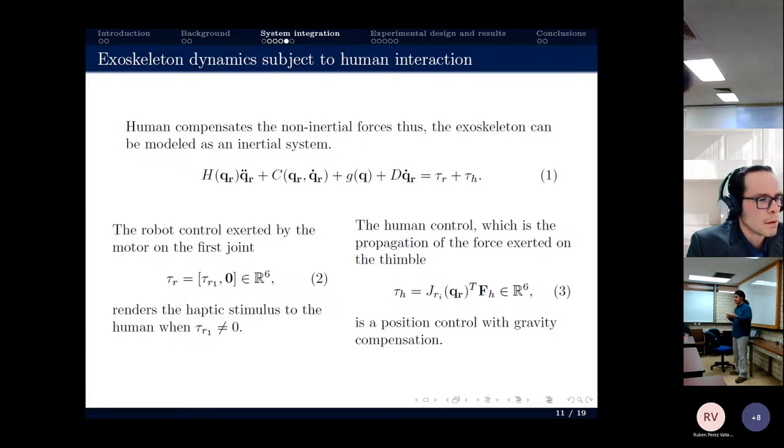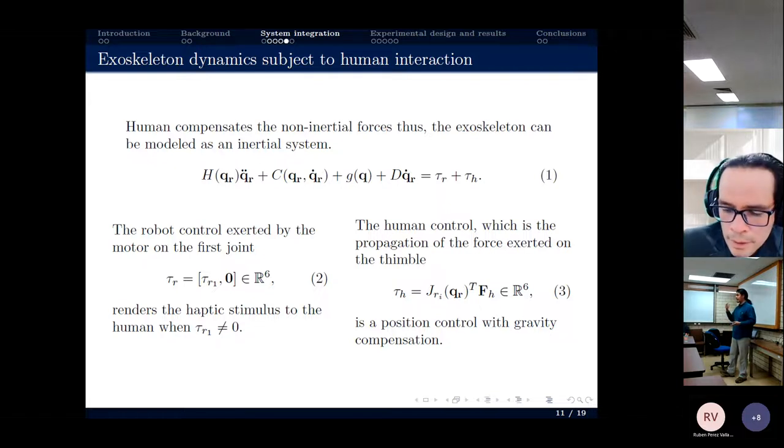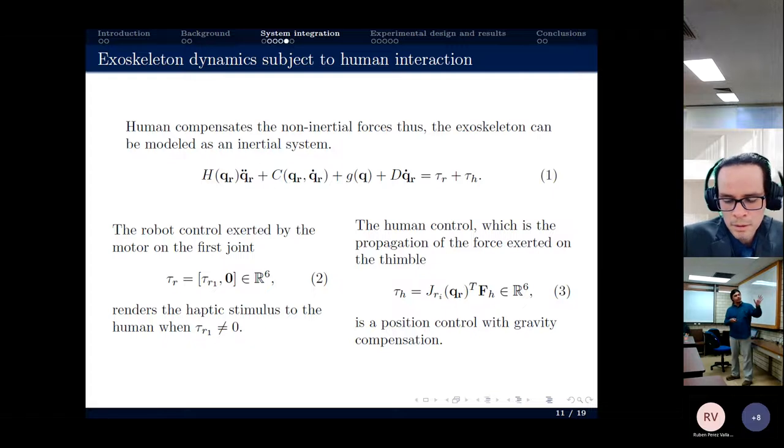Now, the kinematic structure could not control its position or the force with just one motor. But in fact, when it is attached to the human, he can control it and move and decide to change its position as he wishes. So the human introduces a human control, which is the propagation of the force exerted to the thimble of the kinematic chain.